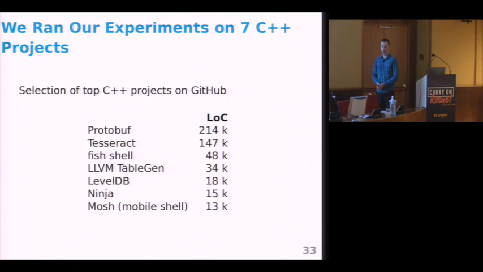So we ran our experiment on 7 C++ projects. These were a selection of the top projects on GitHub that were actively maintained and had a pretty active user base. They ranged from Google's Protobuf serialization framework, which was over 200,000 lines of code, down to Mosh, an SSH alternative at 13,000 lines.